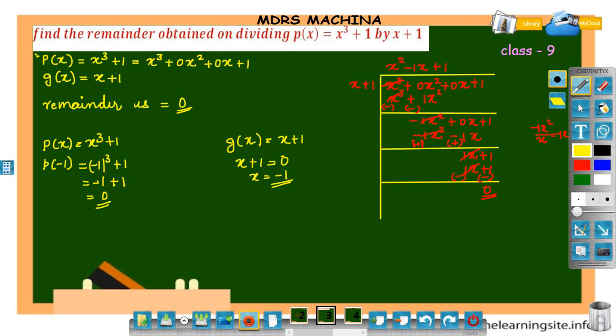Look at the remainder and look at the value of the polynomial at x is equal to minus 1. Remainder and p of minus 1 both are equal. So you can find the remainder by using this method also. So the remainder is equal to 0.